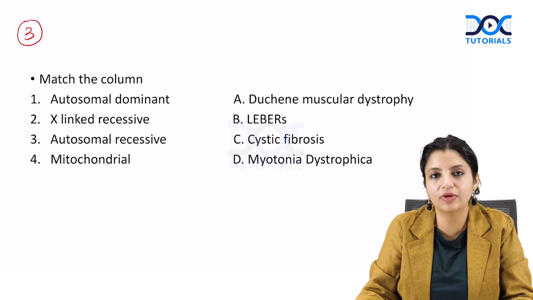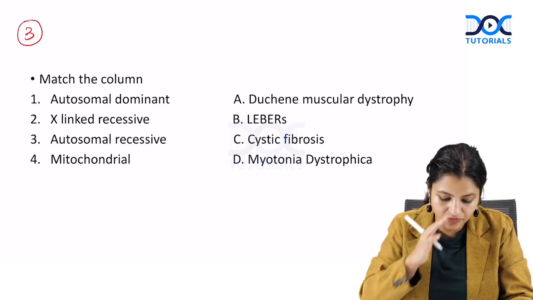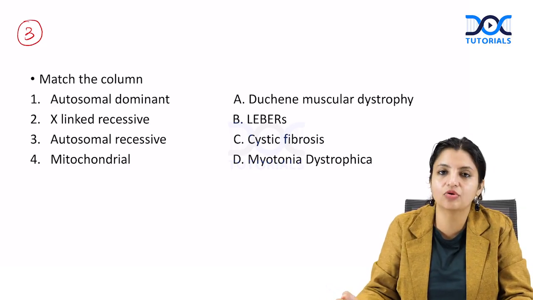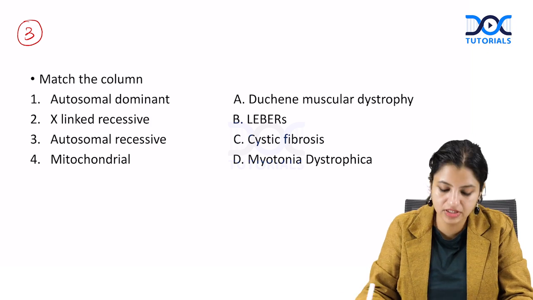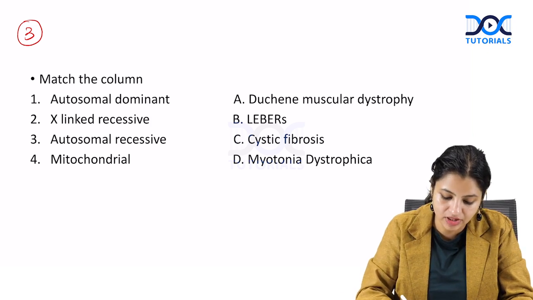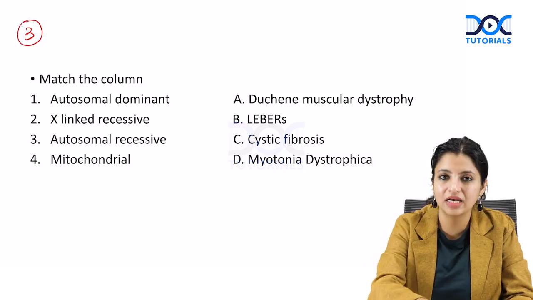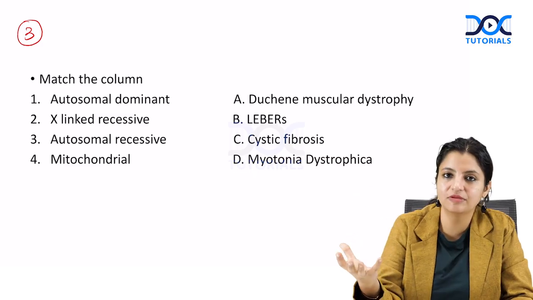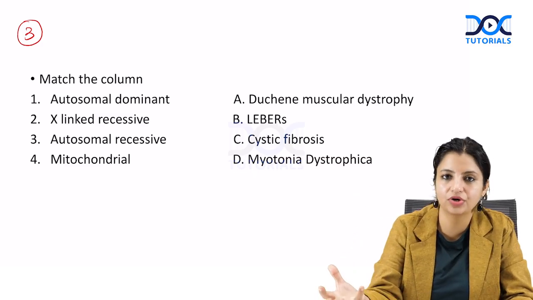You have to match the following columns. So first, how will you match it? There was inheritance given and this was given. So always remember, mark the one which you know first. Look at the name here. This is Leber's. Any name like these, you know, Leber's or MELAS or MERRF. All these are very unusual names and they are very typical for mitochondrial inheritance.